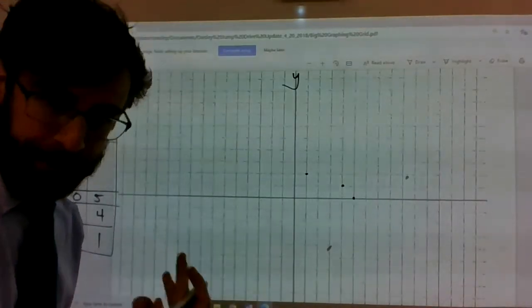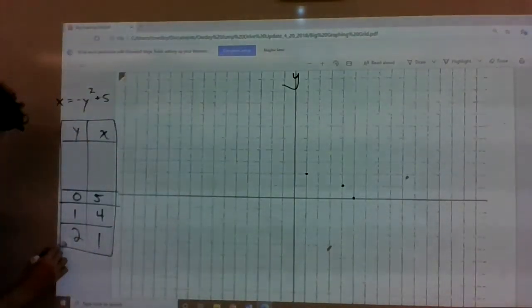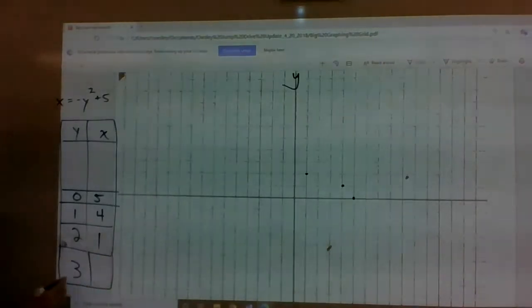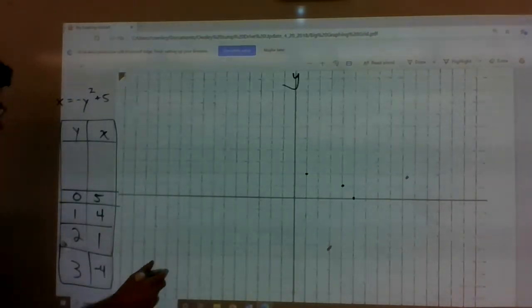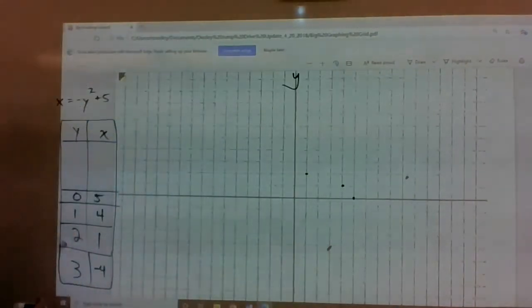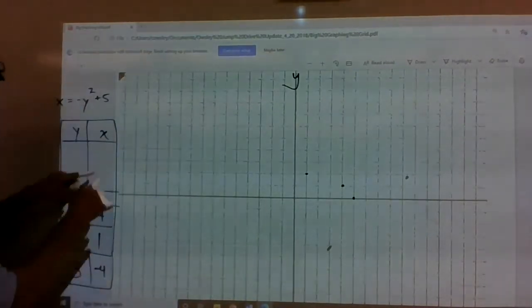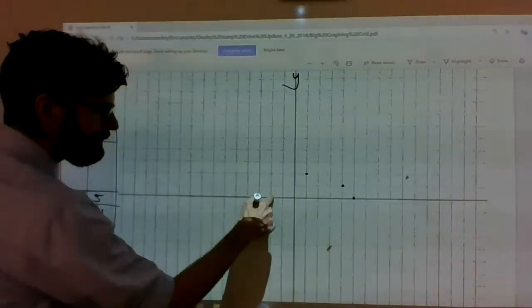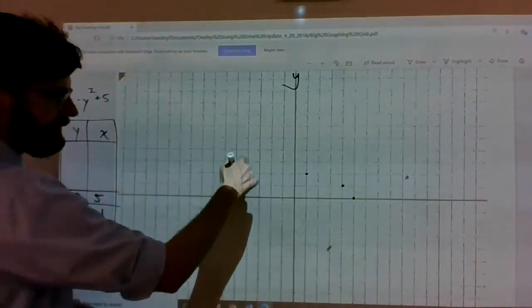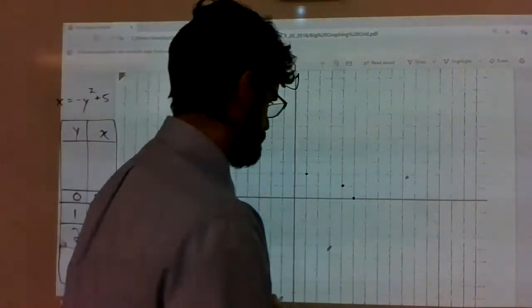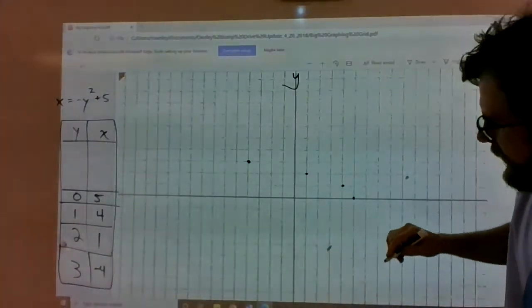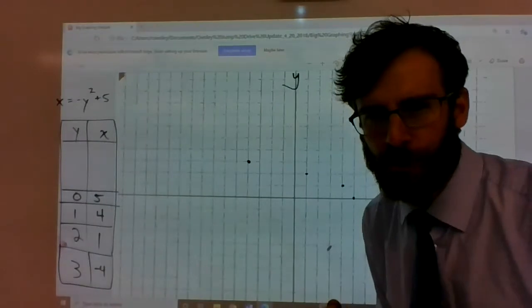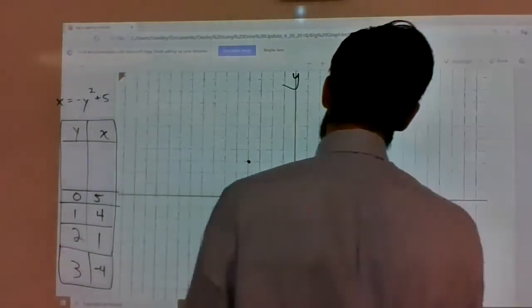And that trend keeps continuing. I could try again. What is y equals 3? Well, 3 squared is 9. Make it negative. Negative 9 plus 5, negative 4. So you'd go left 4, up 3. And as you check this out, if you tilt your head to the side, it looks like the same shape I just drew. It's like a parabola, but sideways.